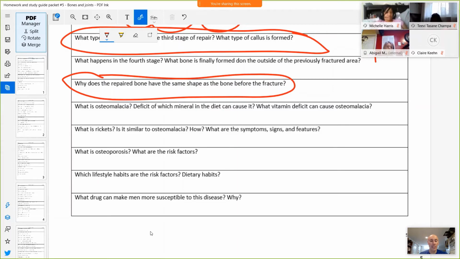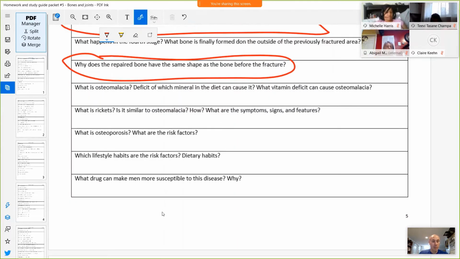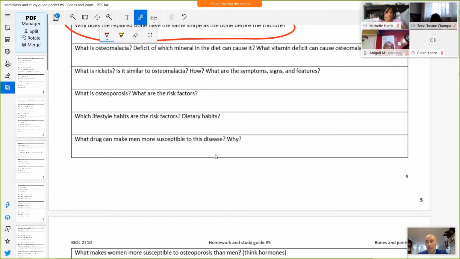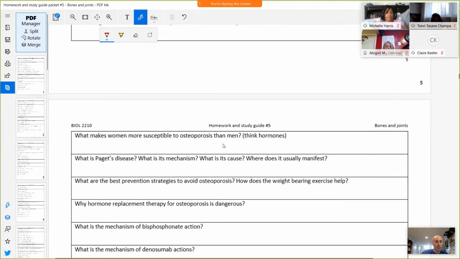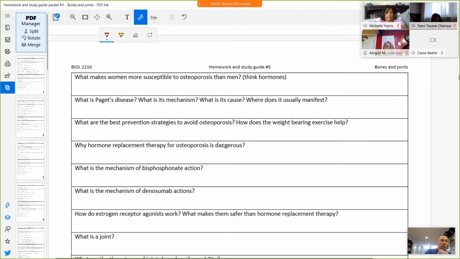The drugs that can make men more susceptible to this disease are various androgen inhibitors. When men have prostate cancer, they receive androgen inhibitors, which basically prevent the effects of normal male androgens, and that will reduce the effect of androgens on calcium deposition. There will be less calcium deposited in the bone. Well, yeah, we discussed it. What makes women more susceptible?